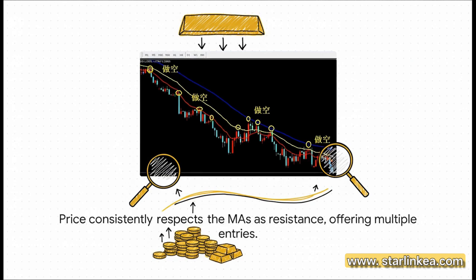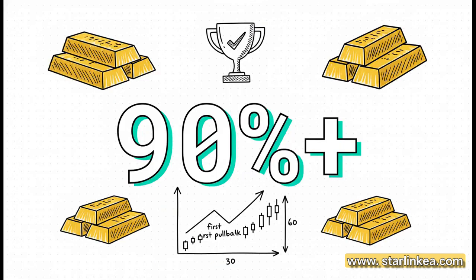Let's look at one more example, just to really hammer this point home. Again, just focus on the pattern here. Look at how the price consistently respects these moving average lines. They're acting like a dynamic ceiling, a resistance level. The price rallies up, tests the line, gets rejected, and continues the downtrend. This pattern can happen over and over, offering multiple clean entry points for a trader who knows to wait for it.